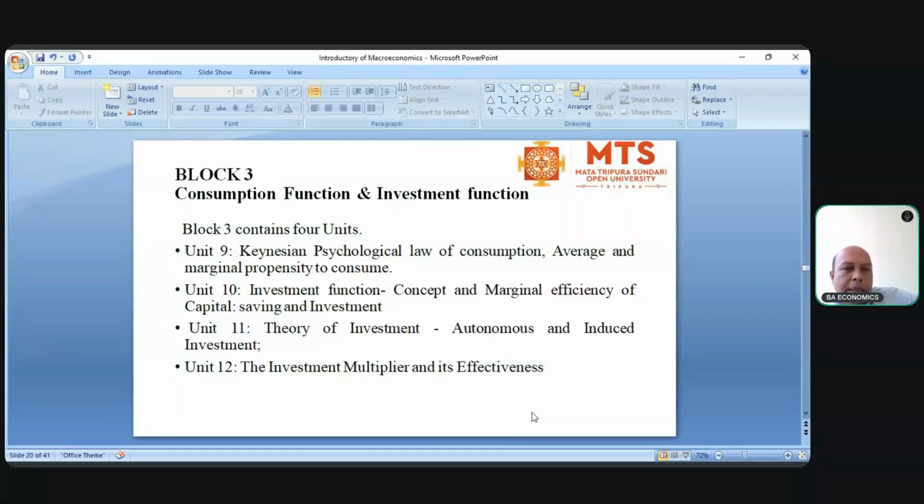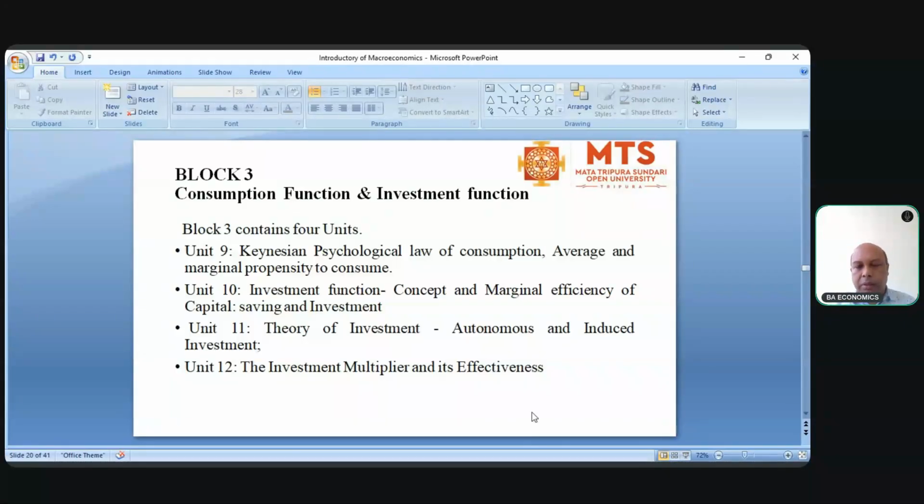And if you see this block, there are basically four units. The last unit I already discussed in the previous block, Keynesian investment, which means the investment multiplier. The first unit in this block discusses the Keynesian psychological law of consumption, average propensity to consume, and marginal propensity to consume. The second unit discusses the investment function, and here I will discuss what various factors affect investment in a country. And the next unit, unit 3, discusses theories of investment.